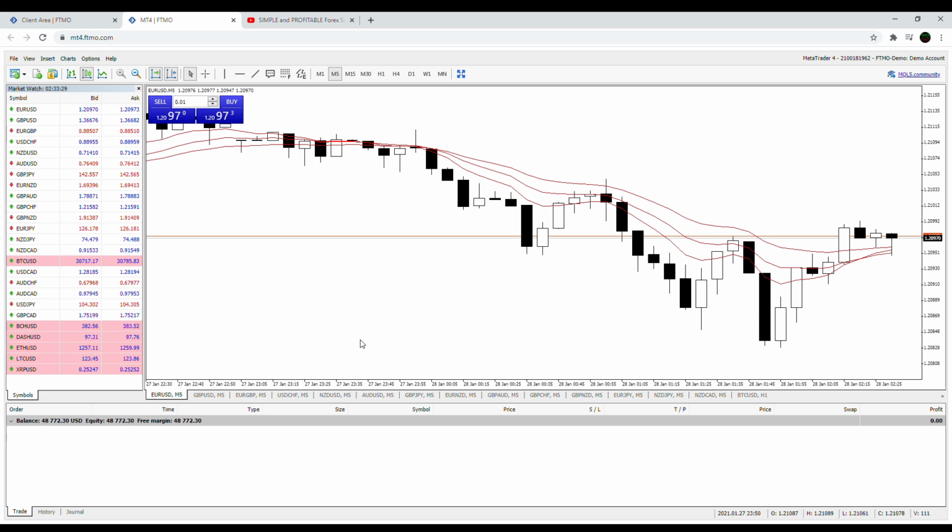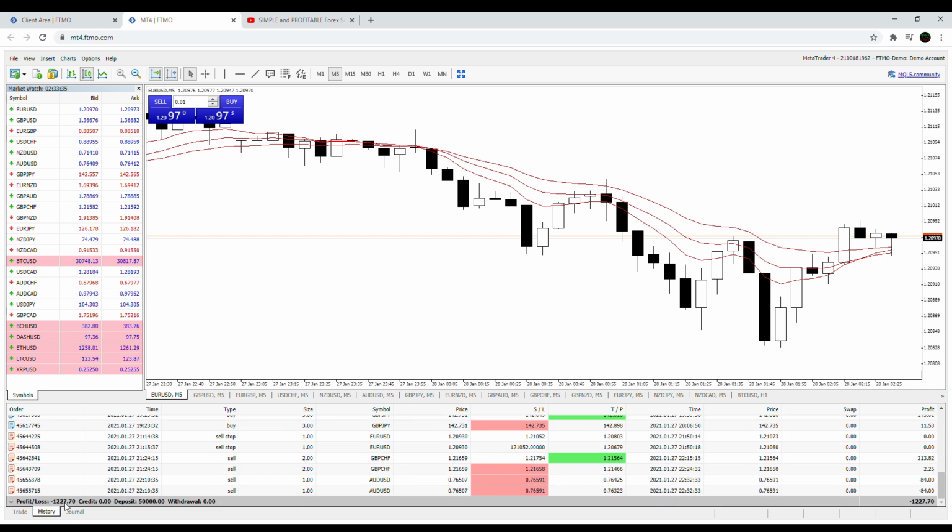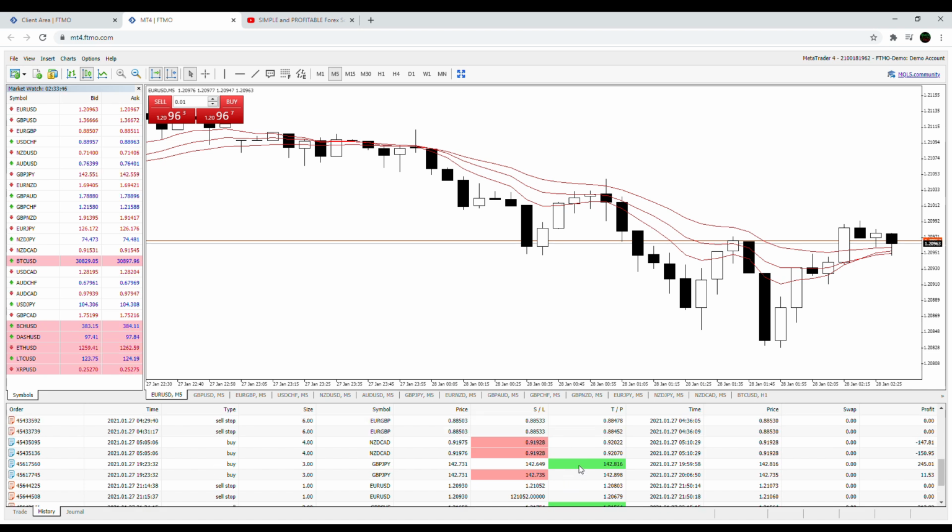But let's do the update now. So the account is actually down by $1,227.70, to be exact, and there's been a lot of losses. So this one was an outright loss. This one only hit the first target. This one, I believe, only hit the first target.